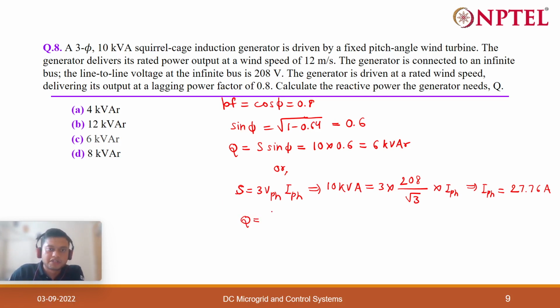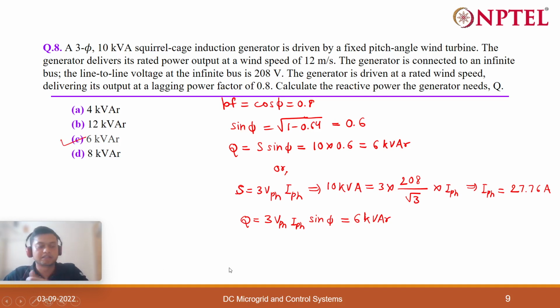So you can directly write S into sin phi. Otherwise you can also write it as 3 V phase I phase sin phi. From here you will also get 6 kVAr. The correct answer will be C.